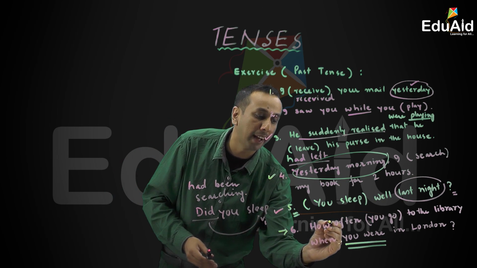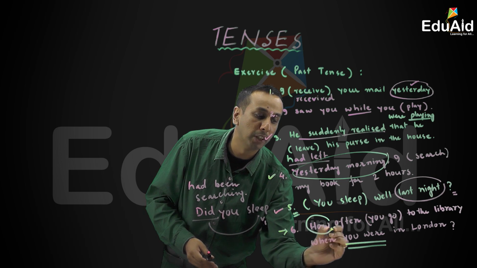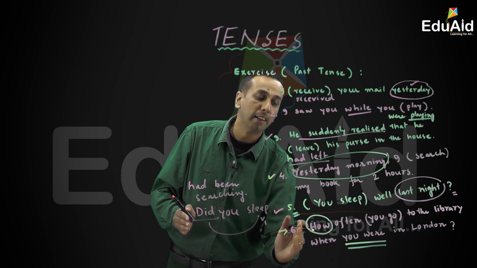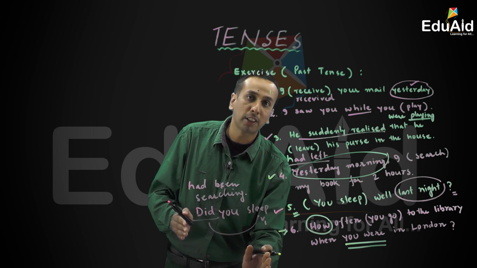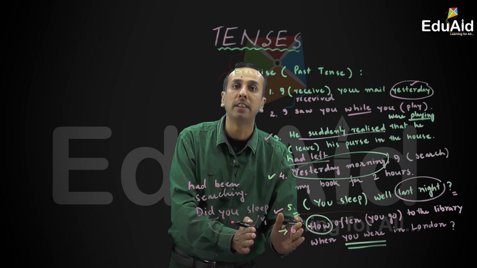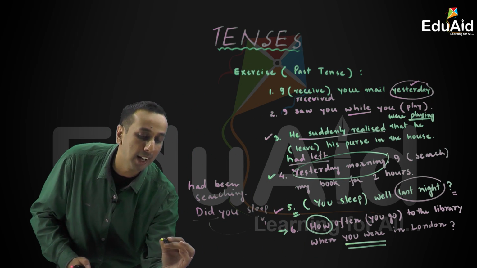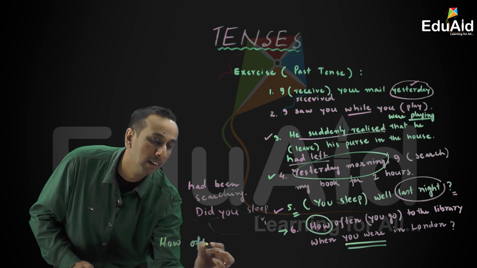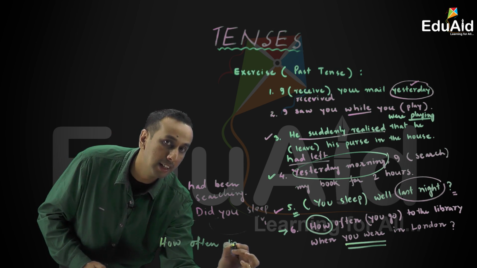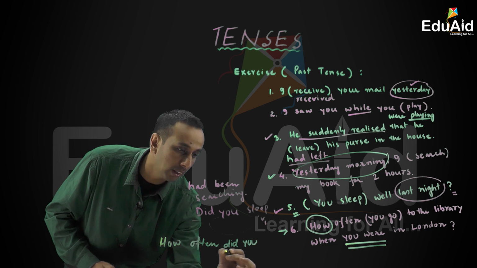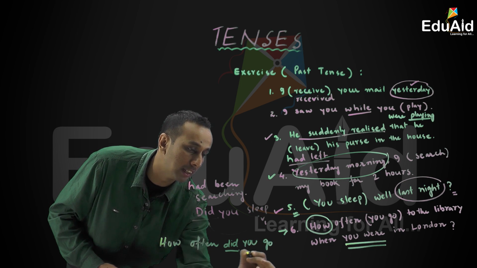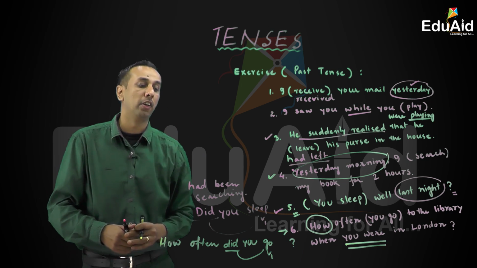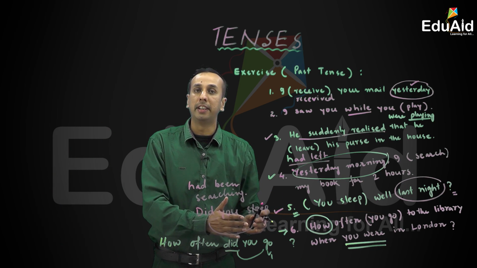So this question carries one interrogative pronoun, the WH word how. This being an interrogative sentence again, the question structure will remain. We won't be changing the structure of the sentence, but the answer will be how often did you, and after did again the verb will take its first form. How often did you go to the library when you were in London? The question mark will be retained.